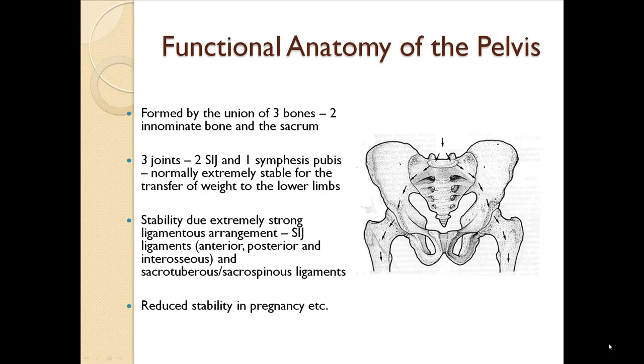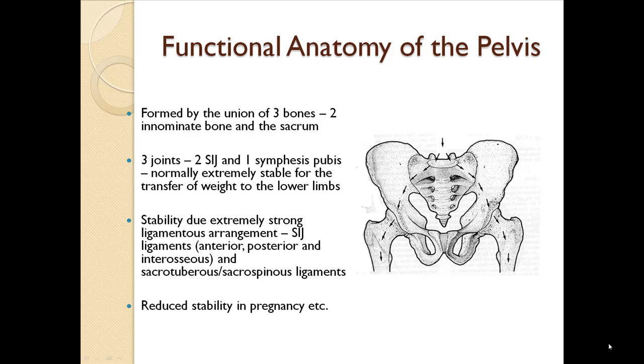The pelvis itself is formed by the union of three bones, the two innominate bones and the sacrum. And where we have the three bones that articulate together, they form three joints, the two sacroiliac joints and one symphysis pubis at the front. The whole pelvic ring is extremely stable, and it needs to be for the transfer of weight and load between the lower limb and the rest of the trunk. Stability of these joints is predominantly as a result of the ligamentous arrangement. They are short, tight, and very, very stable ligaments.